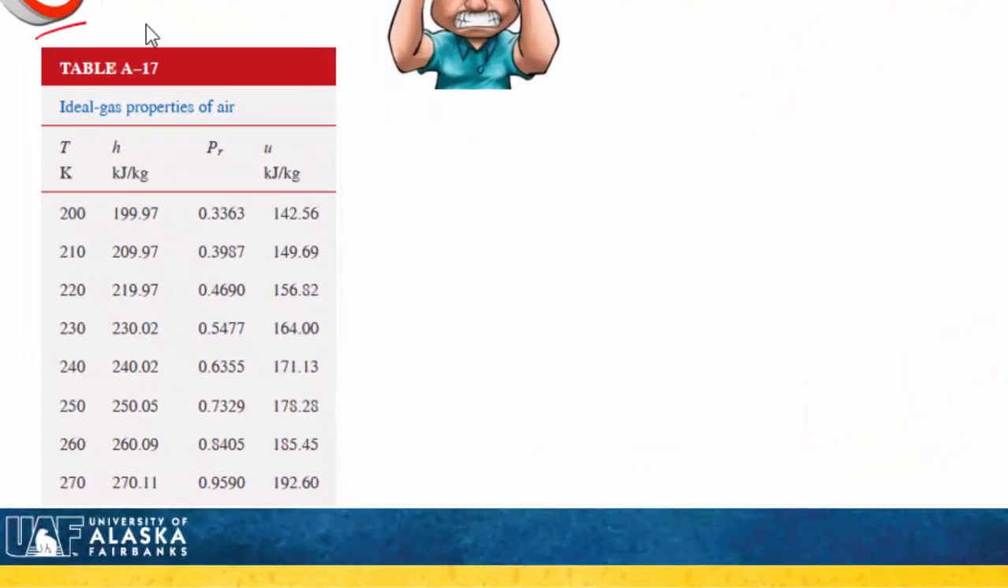You can go over to table A17. A17 is ideal gas properties of air, and it gives a listing of what the U values and H values are as a function of temperature. So what you can do is say, I'm going to go from 210 to 240. You can just read the values right off that table, and that is effectively doing that integration for you.